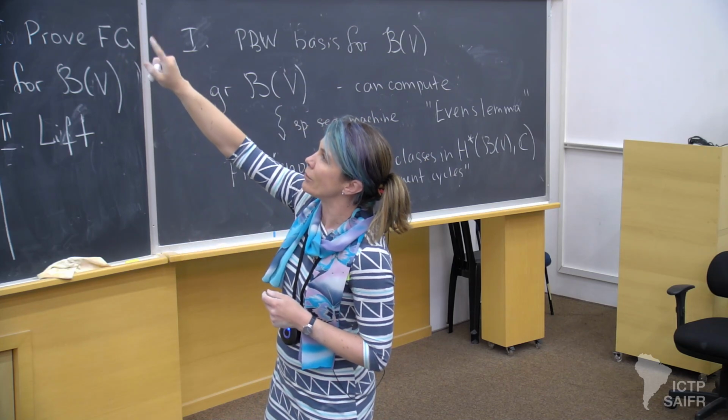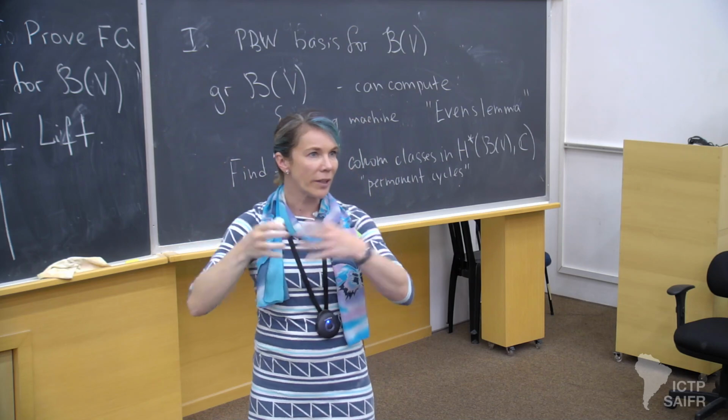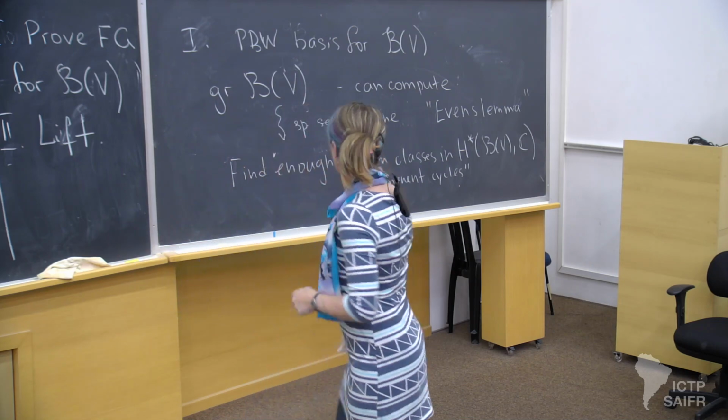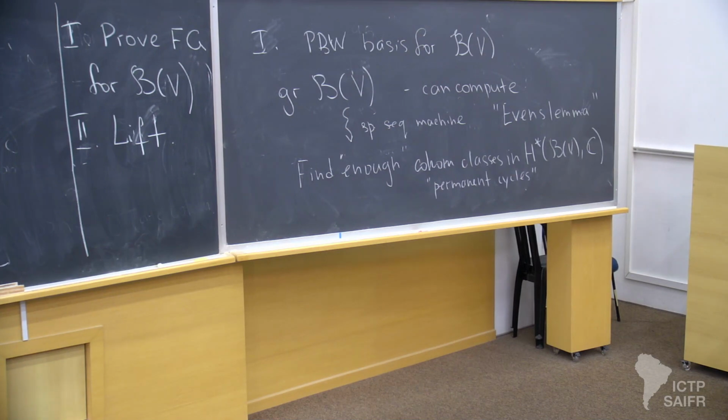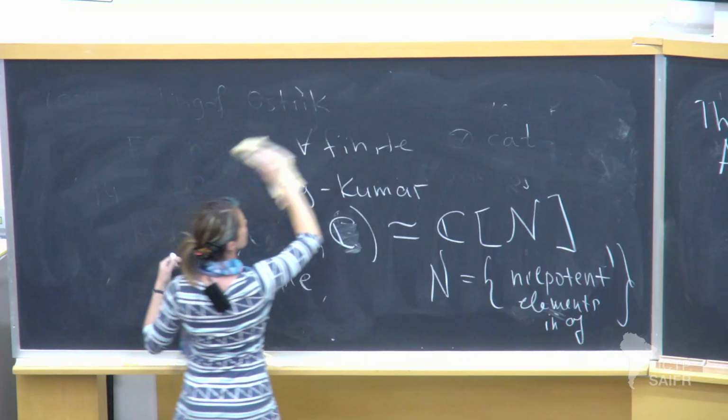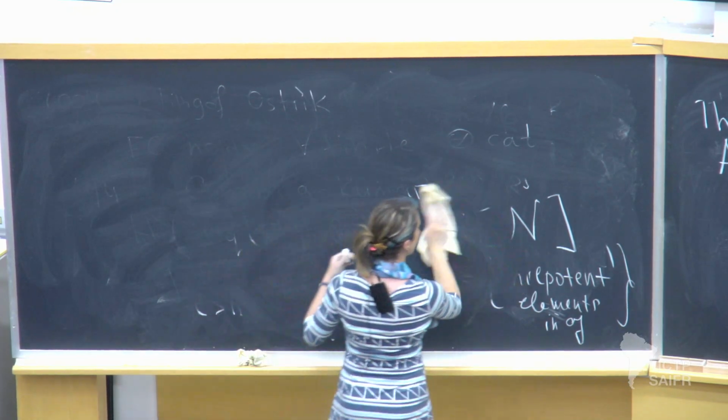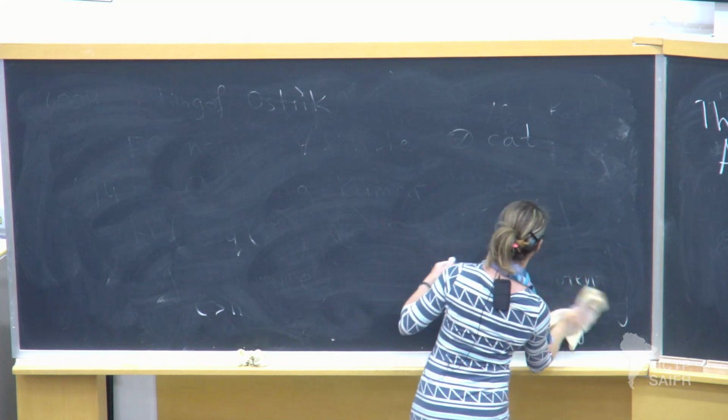Or like chain of length 3. So you just go along the graph and you write down your chains. And then the main statement, those permanent cycles or enough classes that you want to write, just powers of root vectors.